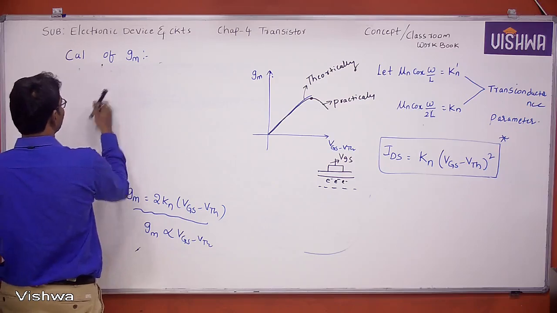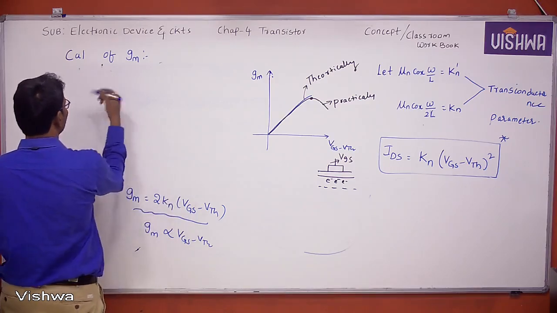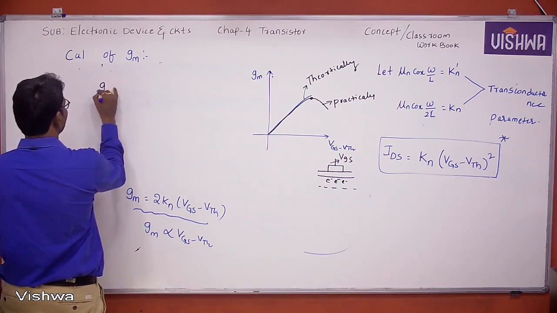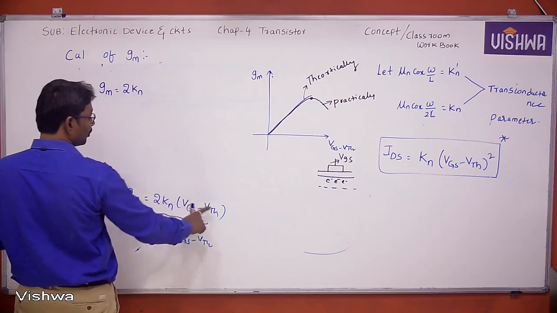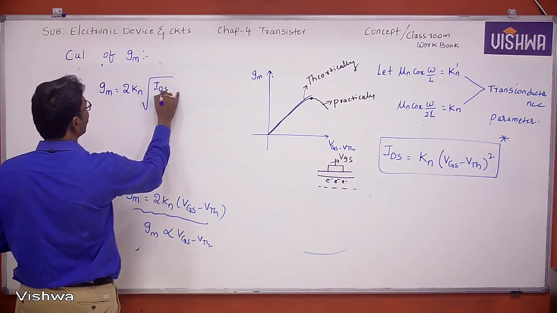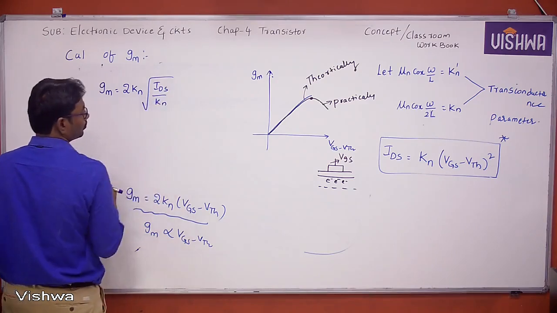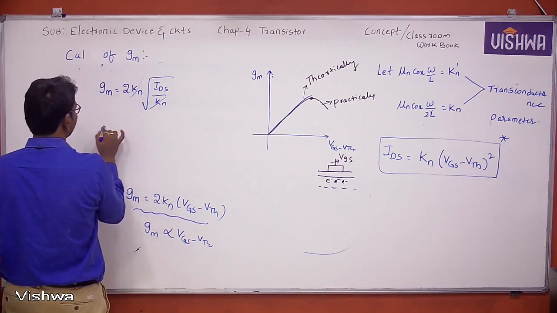Now what is the GM here? So here this is the GM in terms of VGS, right? I want GM in terms of IDS. Now GM is 2Kn times (VGS minus VTH). What is the value of VGS minus VTH? Under root IDS by Kn simply. Here the Kn and Kn cancel.